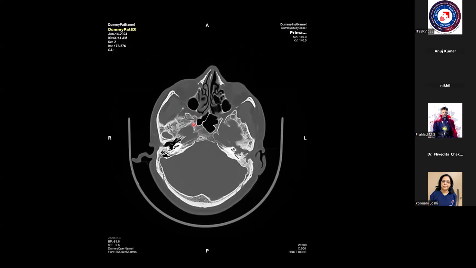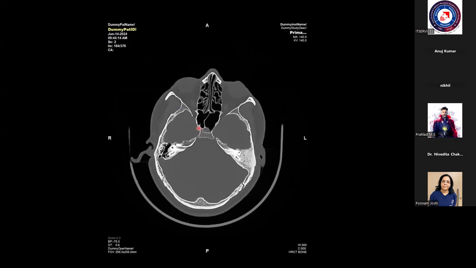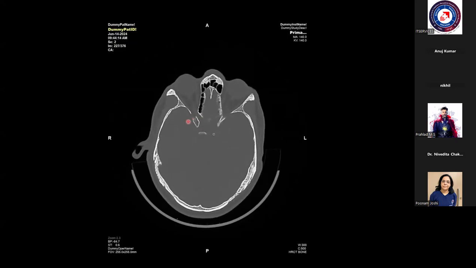We are tracing it above. We are just going above. We see another opening over here, and this is the foramen rotundum. So this is the pterygopalatine fossa. As I go above, this is the inferior orbital fissure. I go further above, and now I can see this is the superior orbital fissure. This is the anterior clinoid process.